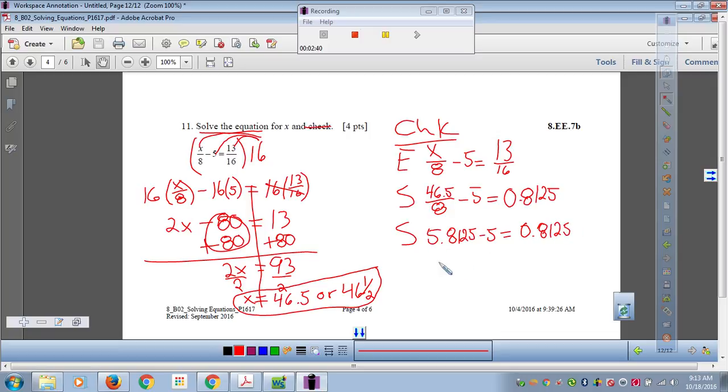And when I do this, I get 0.8125 equals 0.8125. Now, if you want to leave it as fractions, you could do that as well. And when you get to the end, you should have ended up with 13 over 16 equals 13 over 16. Same thing either way. Alright, I hope this makes sense.